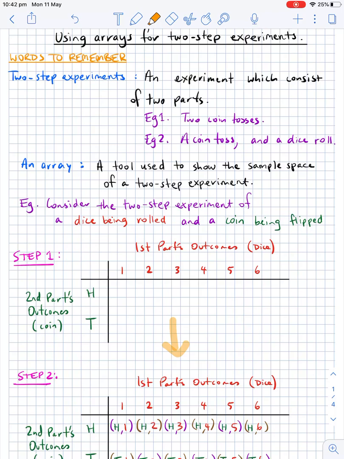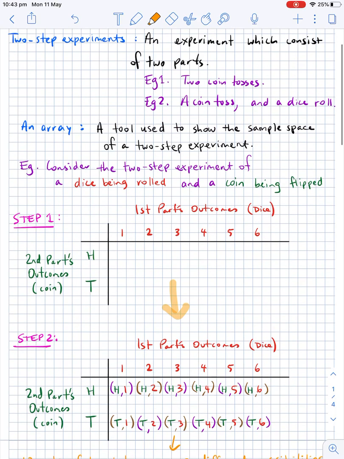So we have to think to ourselves first, when we're making an array, we're going to draw a vertical line and a horizontal line. And up the top in this section, let's put the outcomes for our first part, a dice being rolled. So from a dice, you can get a 1, 2, 3, 4, 5, or 6. So we put all our outcomes for that up the top. And then for the next part of our experiment, a coin being flipped, you put the different possibilities down the side. So you've always got stuff along the top and down the left-hand side.